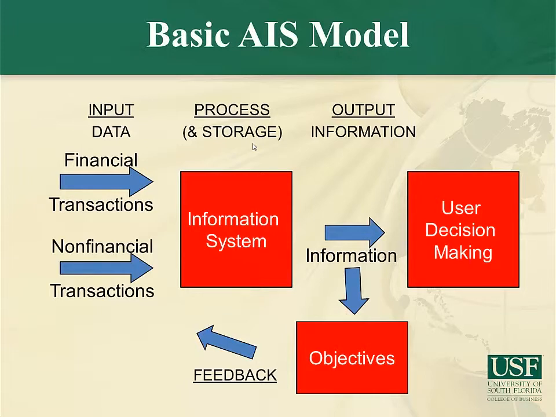A basic AIS model, accounting information system model. Again, you'll notice we have the 4 components that we talked about of our model: our input, process, output, feedback. In this case, the input is data from financial transactions, non-financial transactions. Financial transactions could be things like ordering inventory. Non-financial transactions might be something like a survey of customer satisfaction. Okay, this various information, this data, is put into the system to be transformed into information.